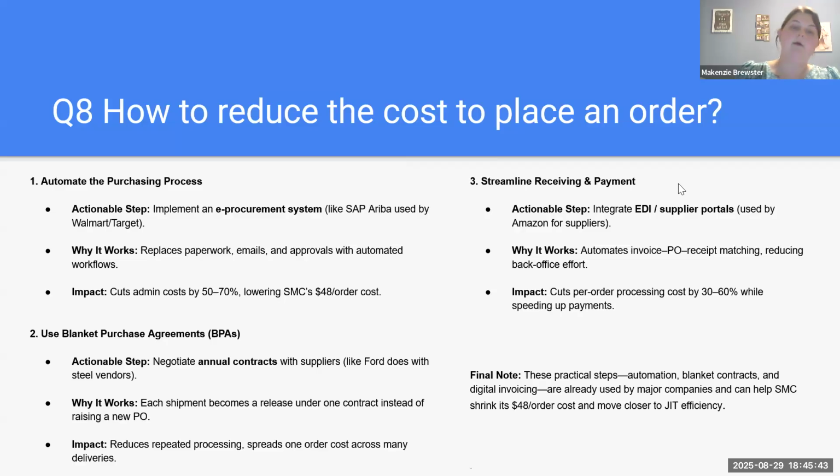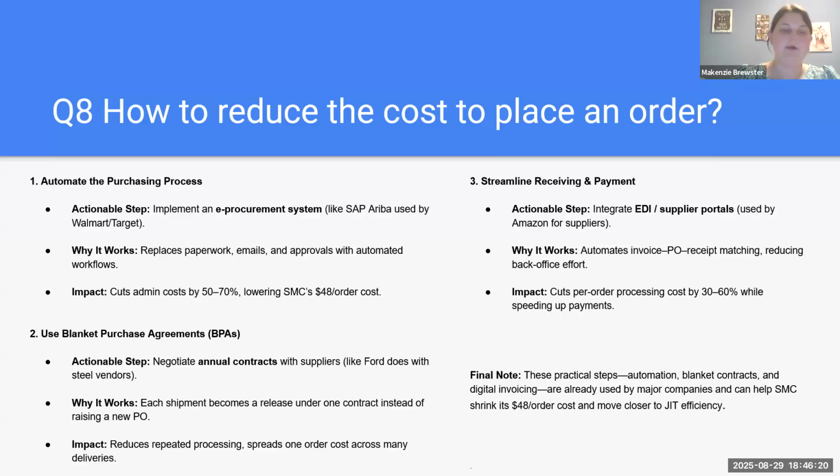So how to reduce the cost to place an order? We came up with 3 recommendations for the overall case: automation of the purchasing process, use blanket purchase agreements or BPAs, and streamline receiving and payment. In the automation of the purchasing process, we would implement things like procurement software such as SAP Ariba, which many companies use. It helps replace your paperwork, your emails, and your approval workflows. It cuts down your administration cost.